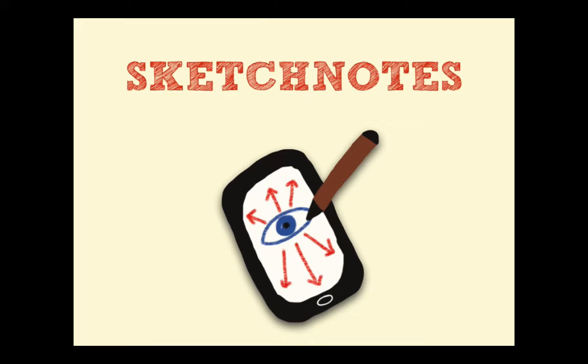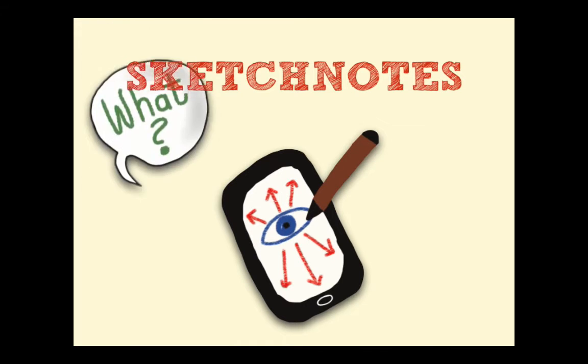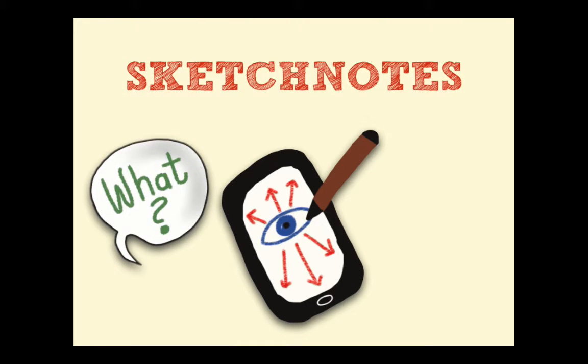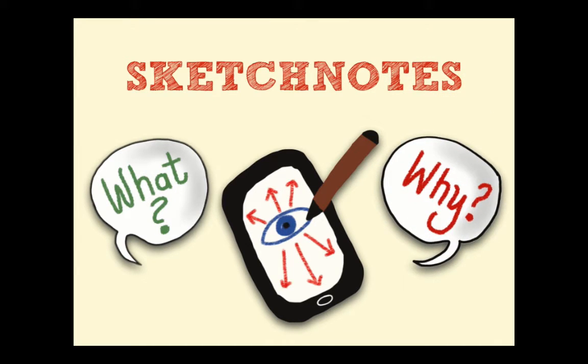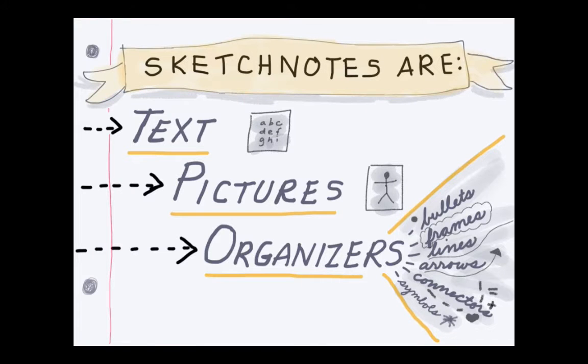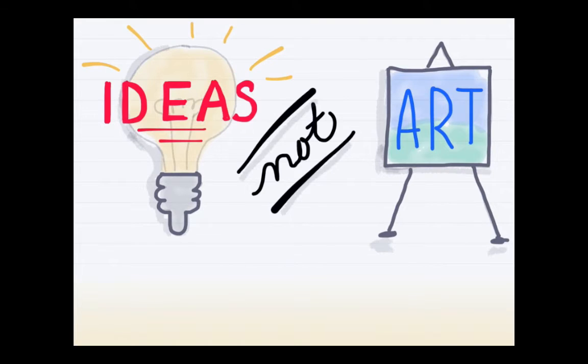In this video, we're going to give you a quick introduction about what sketchnotes are and also look at why they can be valuable for us as a part of our learning process. So sketchnotes are basically a combination of text, pictures, and then things that can organize those two elements together. Bullet points, frames, lines, arrows, connectors, symbols, anything that helps you to make sense out of your text and your pictures and show the relationships between them.